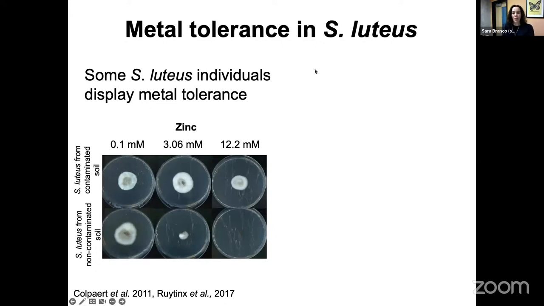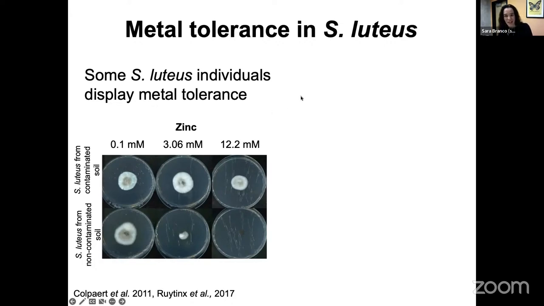So what my collaborators realized a long time ago is that some Suillus luteus individuals display metal tolerance. So metal tolerance is not a species-wide trait. Some individuals are tolerant and some are not. And here I'm showing you a growth assay similar to what Jess showed you a few minutes ago, where we have a Suillus luteus from contaminated soil and another one from non-contaminated soil growing in a zinc gradient. And what I hope is obvious is that the isolate from contaminated soil is completely unbothered by high zinc concentrations, while the one from non-contaminated soil cannot tolerate high levels of zinc.